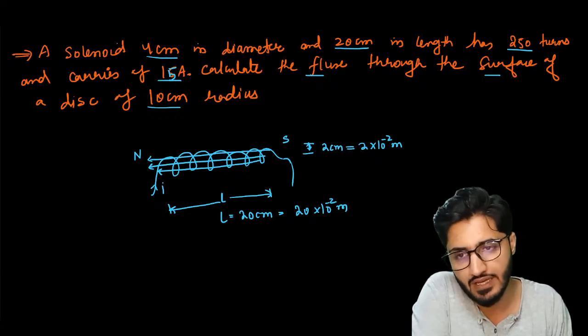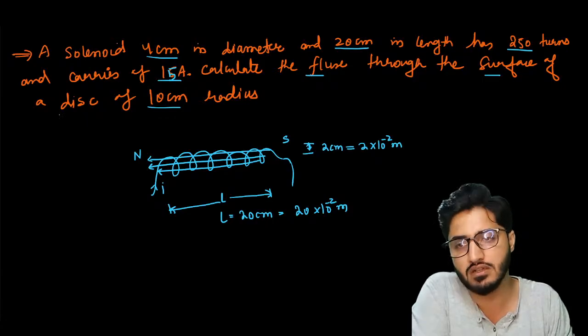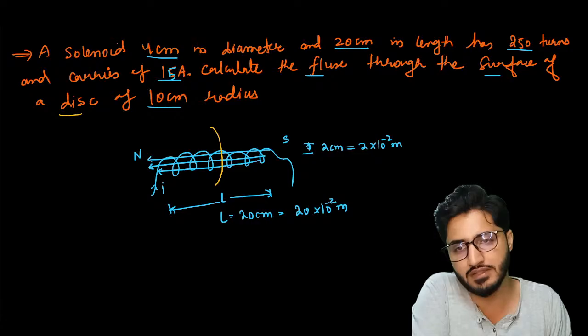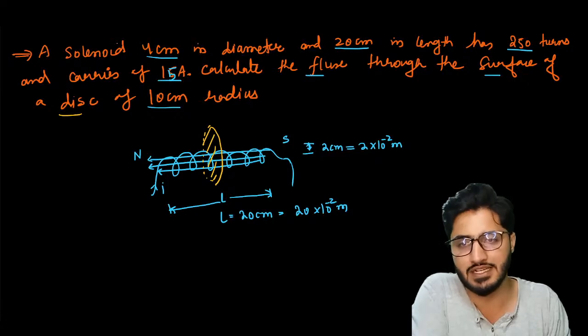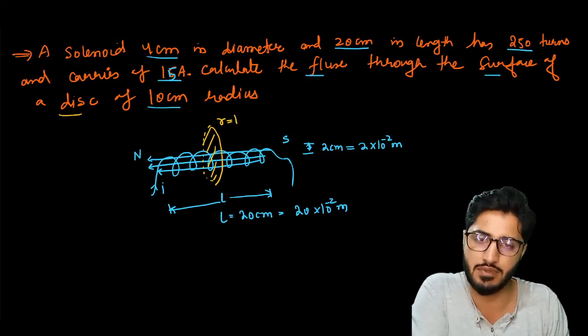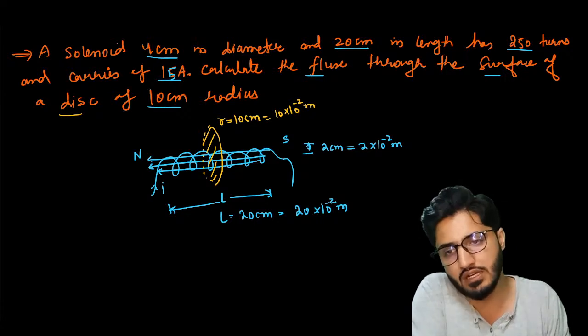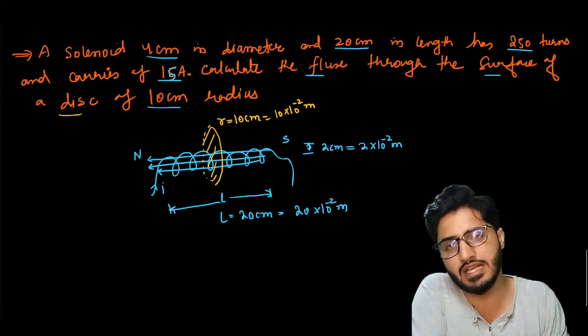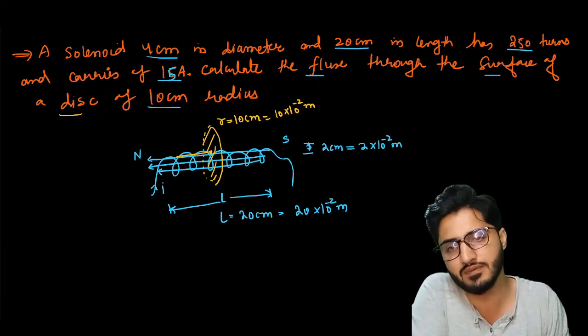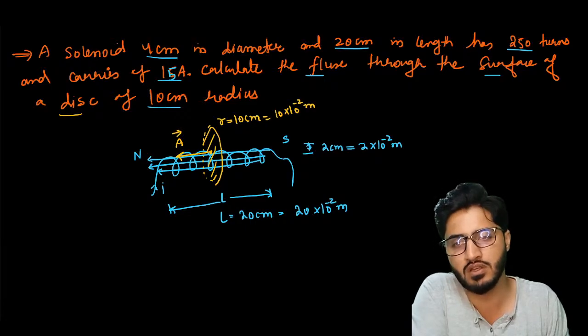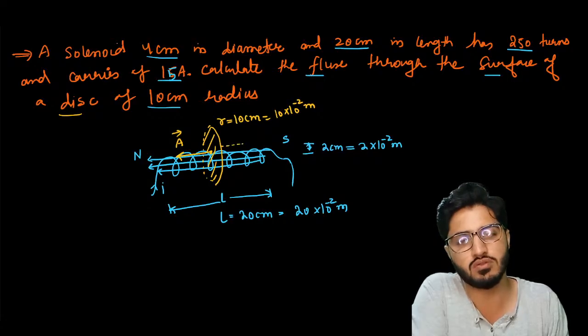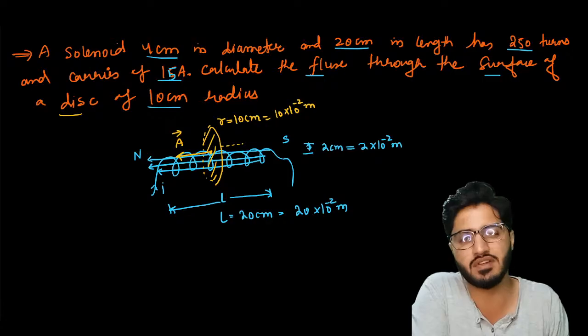Now what is the next part? The next part is we have a disc with a radius of 10 centimeter. That means we have something like this. This is my disc, and its radius is 10 centimeter, which is 10 into 10 to the power minus 2 meter. We now need to draw a perpendicular, that is the area vector, on it. So the area vector would be like this. You can also take this other area vector, no issue, but you need to take the smaller angle between B and A.